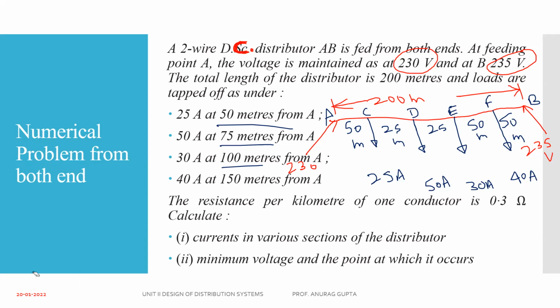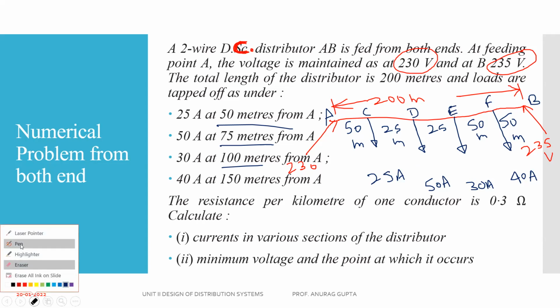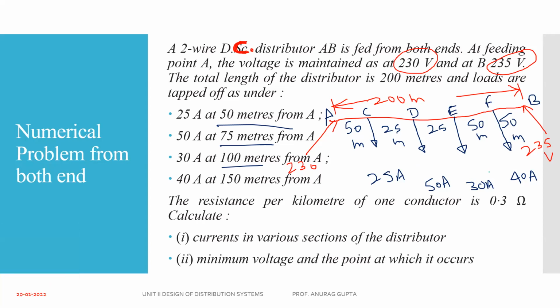Okay. Now just tell me in which direction we have to consider the current. Should I take the current from here or here? Just tell me from which point we have to start the flow of current, either A or B, and why?